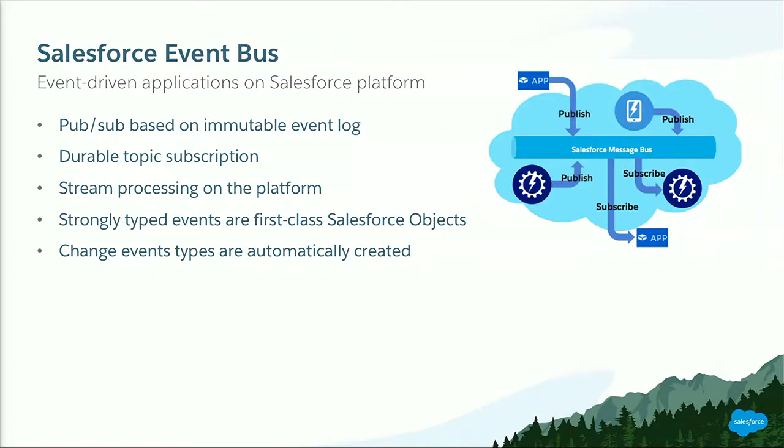So this is a pretty unique feature of the event bus. You can have durability and you have pub/sub, and you can mix the two together. And we have some stream processing capabilities on the platform, and you can subscribe to events of the platform as well. Events are always strongly typed. Platform events are types you define. Change data capture events are the ones that we produce for you based on the relational entities.